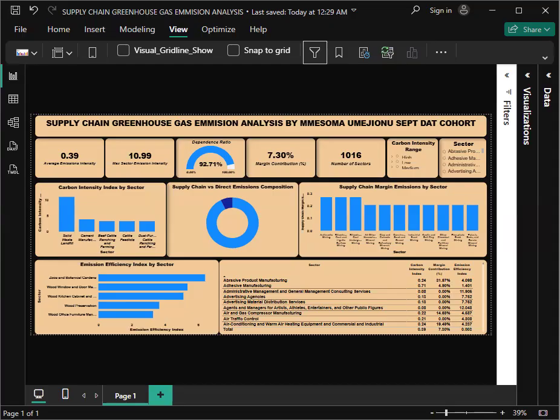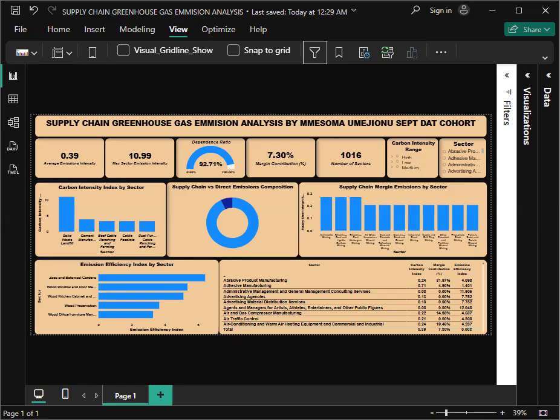Okay, moving on to this visual, the intensity index by sector, we can see that solid waste landfill has the highest carbon intensity, significantly higher than all other sectors. Other noticeable contributors also include cement manufacturing, beef cattle ranching and farming, and coal fired power generation. A small number of sectors account for disproportionately high emissions.